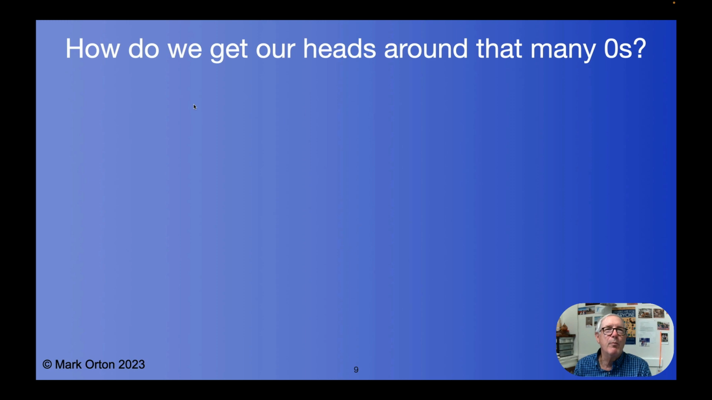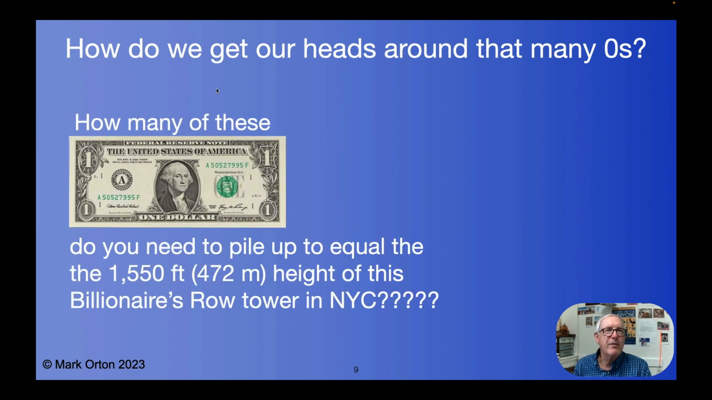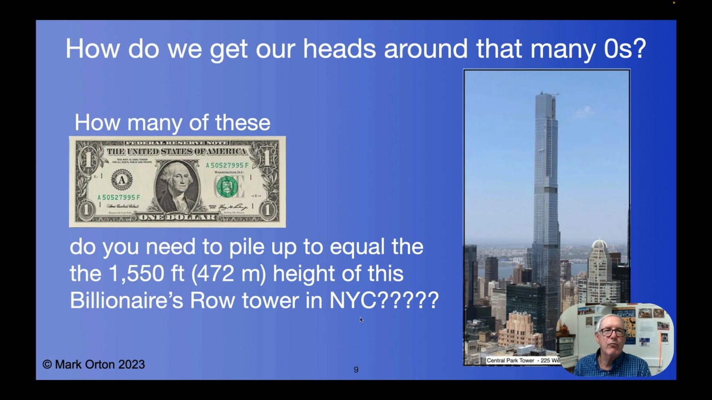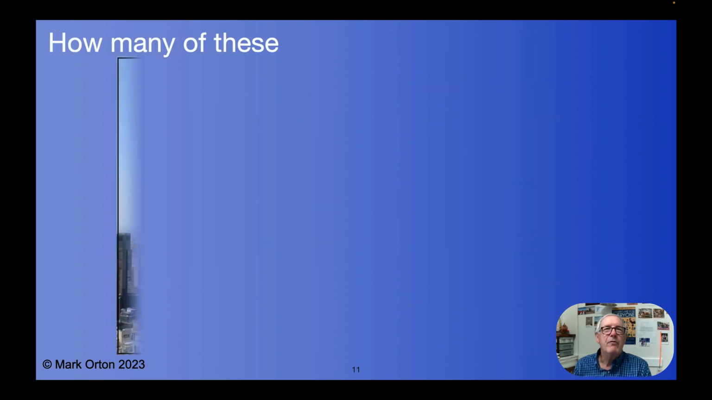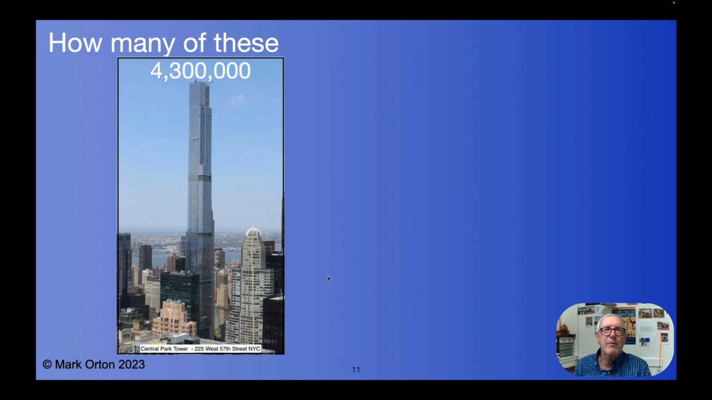So I came up with a couple of rubrics to help me get my head around what this number is. One of the things I thought of is how many dollar bills you need to pile up to equal the 1,550-foot height of this Billionaires Row tower in New York City. Well, it's 4,300,000 dollar bills. That equals that tower, Central Park Tower. So how many of these Central Park Towers would you have to pile up? Because 4,300,000 is a very long way from 47 trillion.